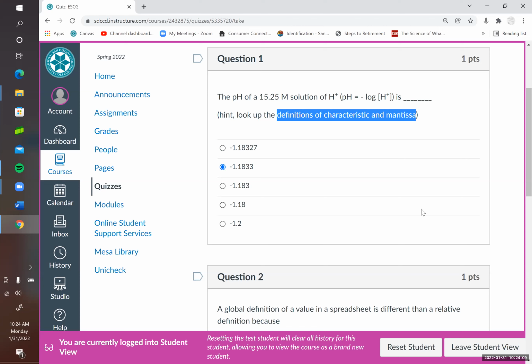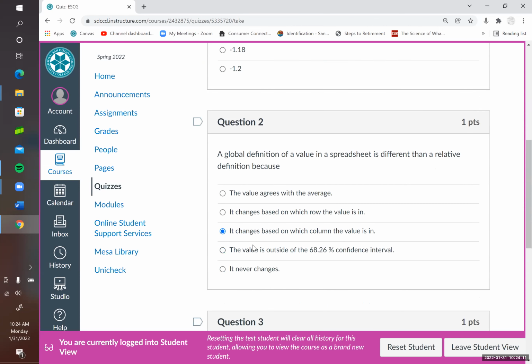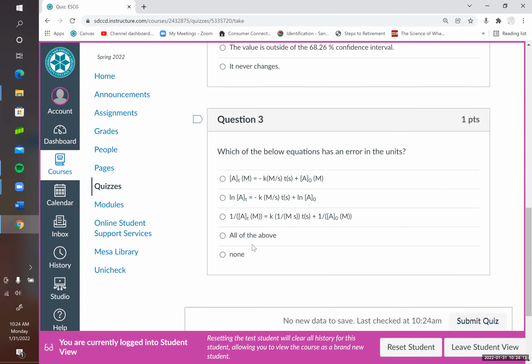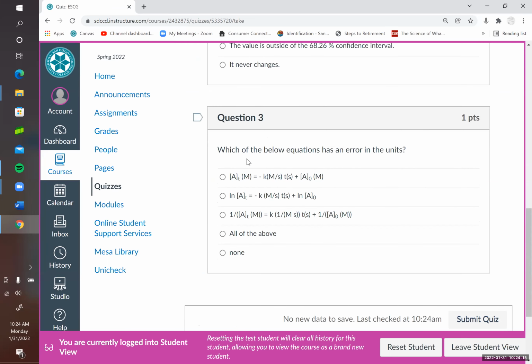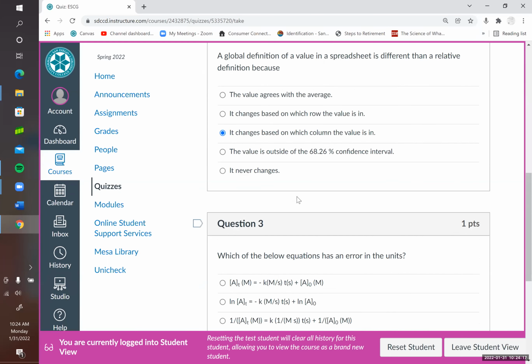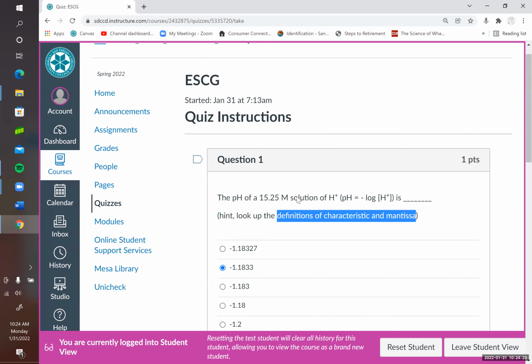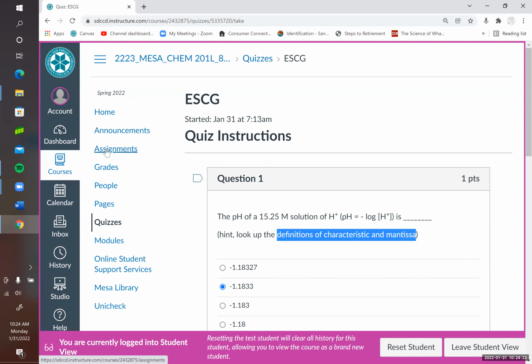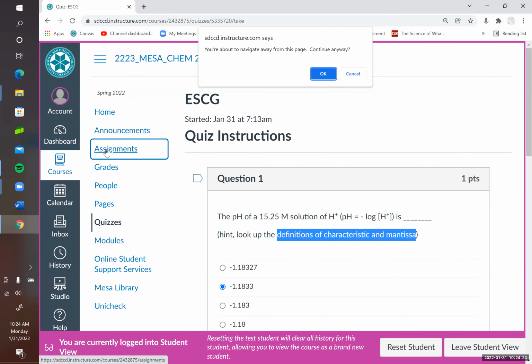Okay, so that's just another reason to go ahead and try to do these questions, because it's going to help you with your report. And we can take a look at the reports. Now let's go back to the assignments.